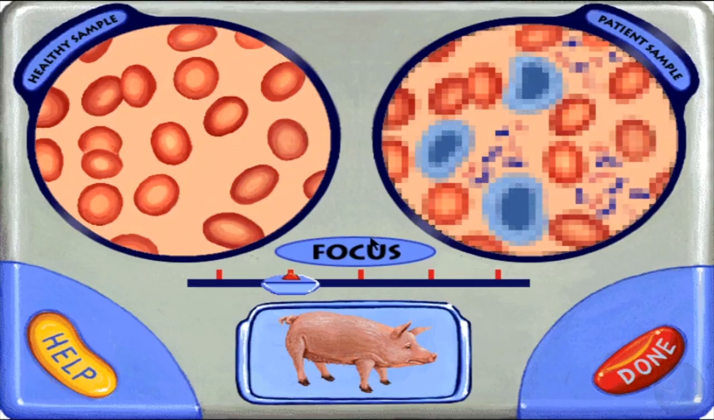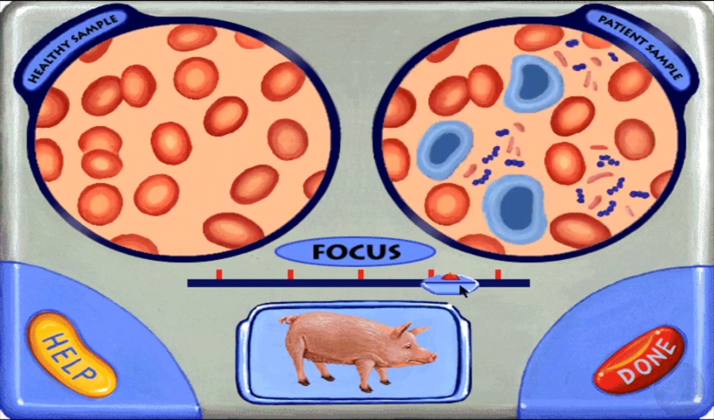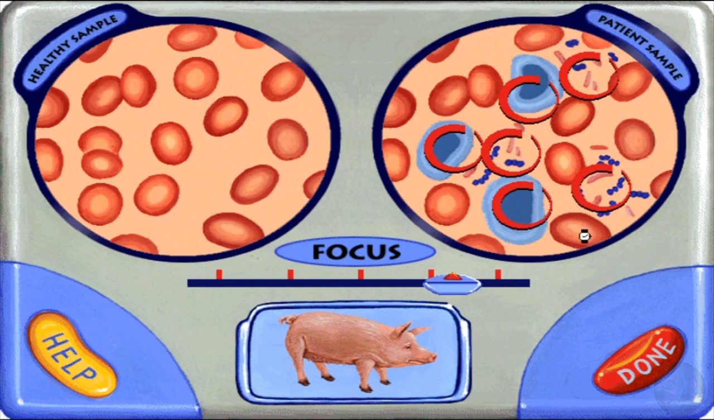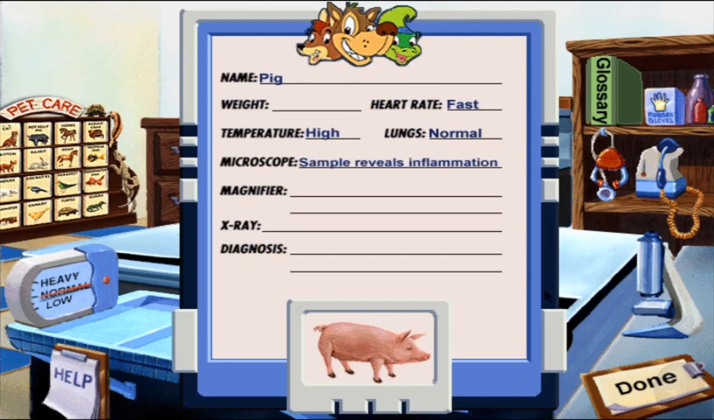Let's examine these pig blood samples. Oh, a white blood cell. Oh, bacteria. Good work! This sample contains bacteria and white blood cells. That means infection. Sample reveals inflammation.